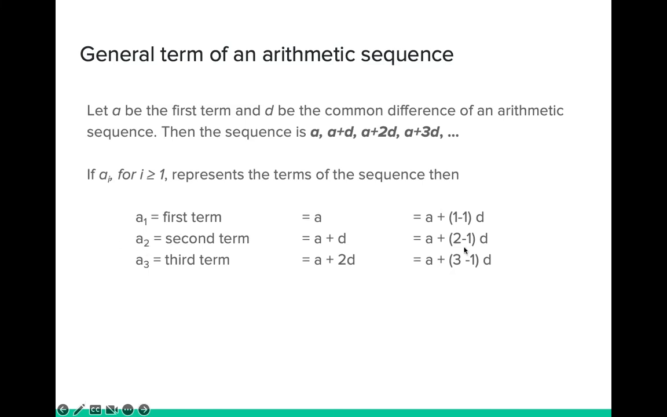But if i is equal to 2, we have a plus 2 minus 1 times d, which gives us a plus d. For the third term, a sub 3, i is equal to 3, then a plus 3 minus 1 times d gives us a plus 2d. So we have gotten the sequence from plugging the values of i into this formula, right? Do you see a pattern here? The subscript of each term is simply subtracted by 1. So by symmetry, we can have a sub n, the nth term, as a plus n minus 1 times d, for all integers n greater than or equal to 1.